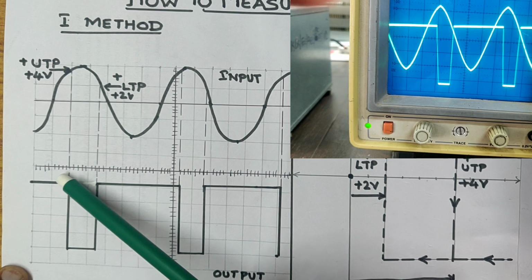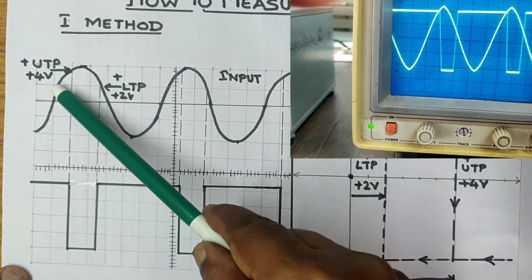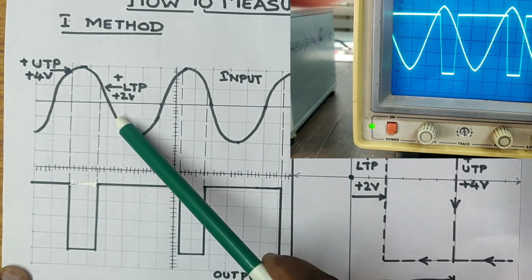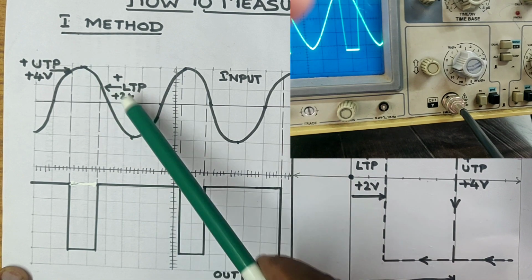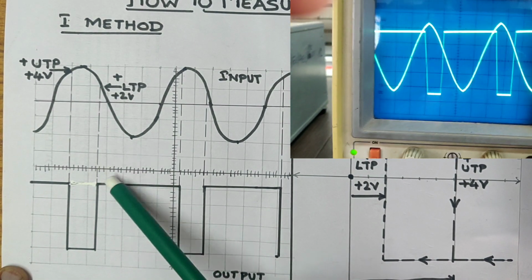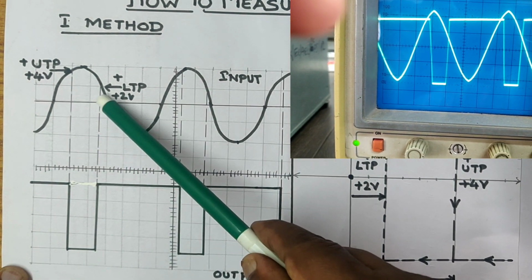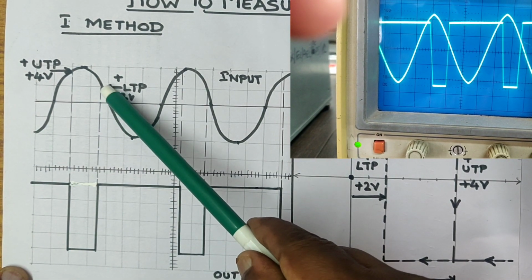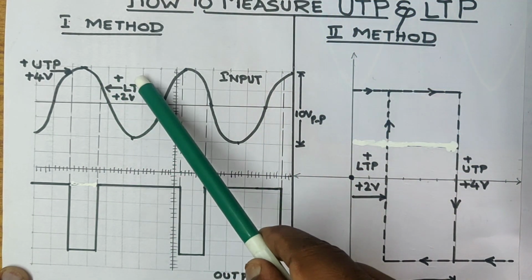See that the falling edge touches the input signal at the peak of the positive half cycle of the input signal. So that is called the UTP. Whereas the rising edge of the output waveform, just move these waveforms and you can see that it is the lower part of the positive half cycle, touching the edge of this. So this is called the LTP.